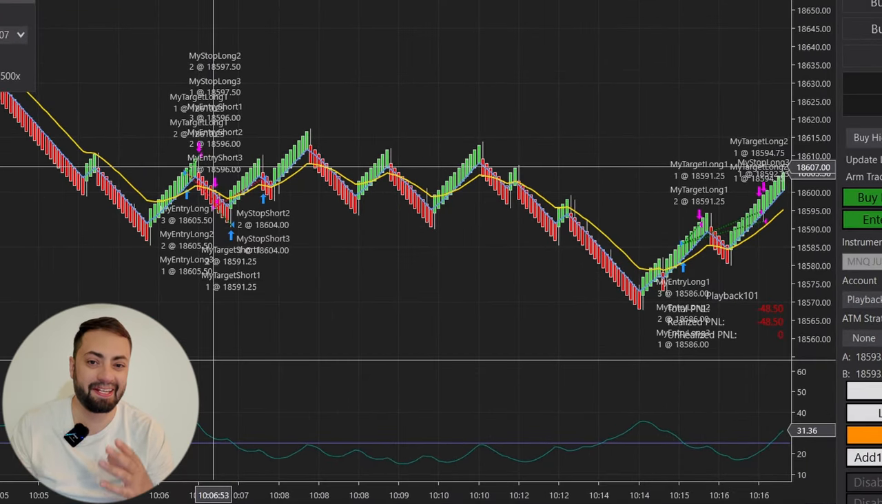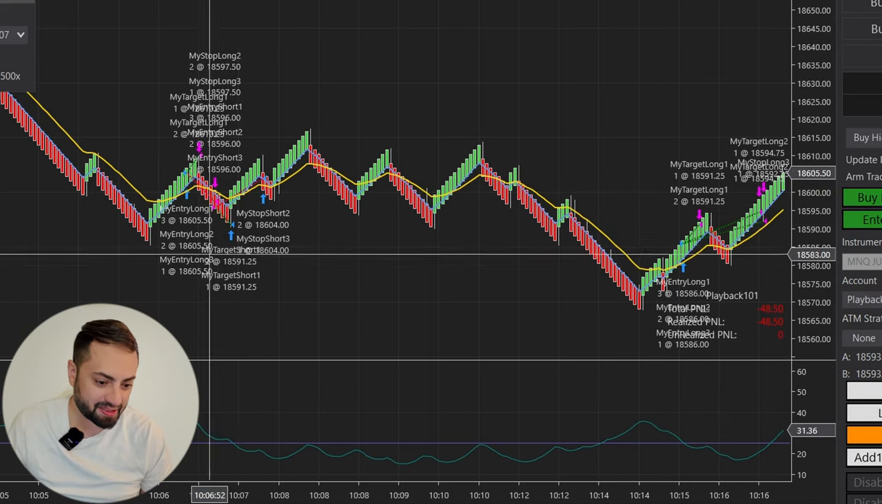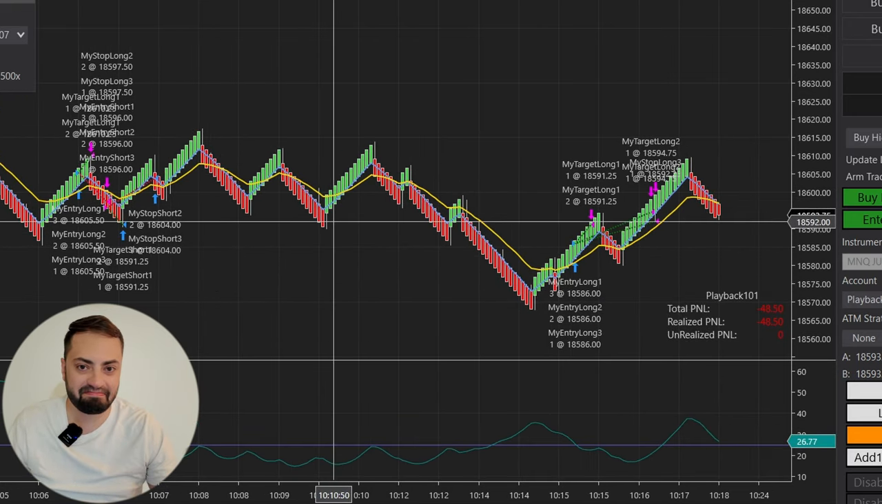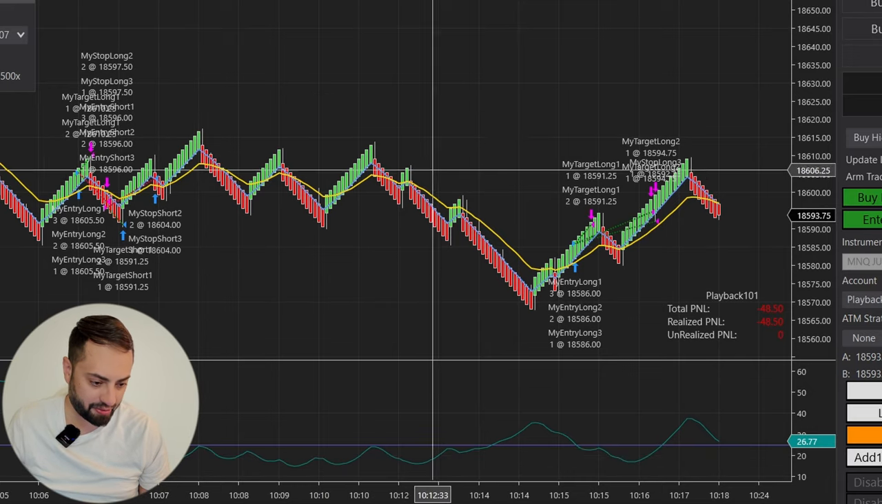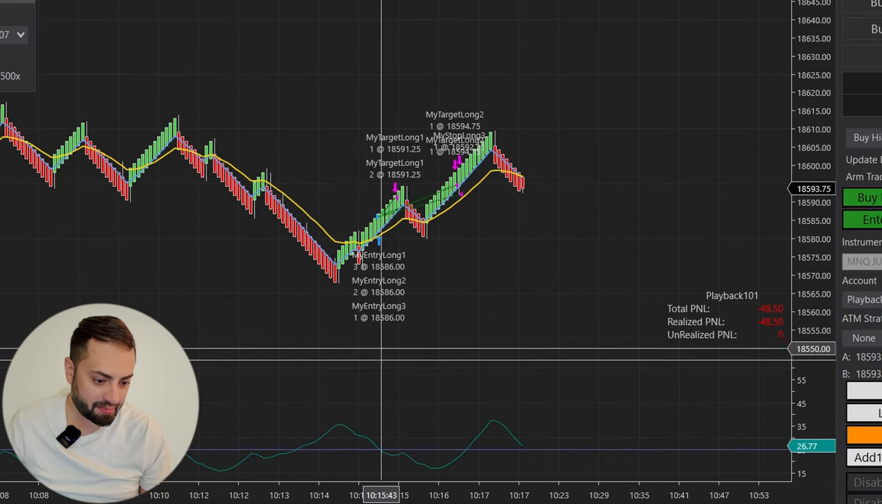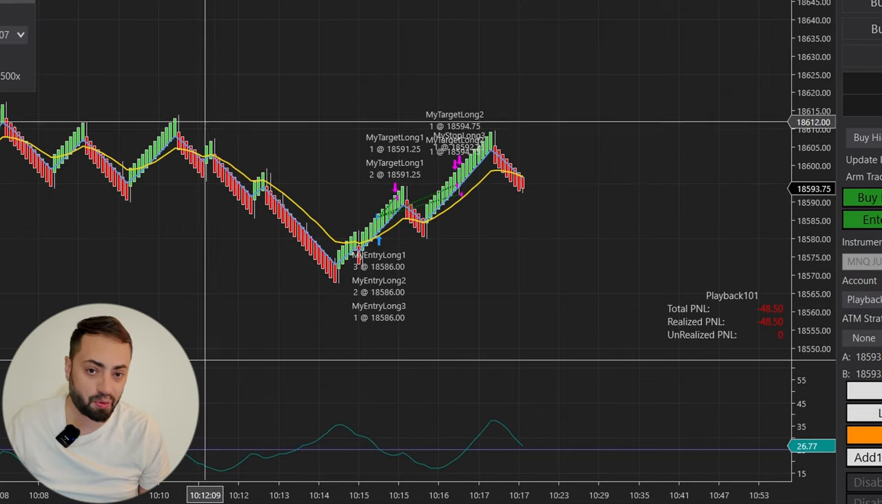So again, here we just got a stop out from a long trade. That's fine. Quick little scalp, stop out on the rest. It happens. But the ADX prevented all of these other losses. Then we got back in once it was up again for another quick scalp.